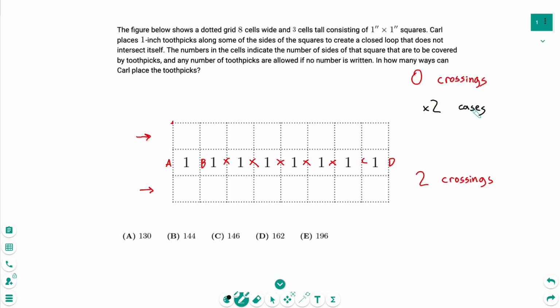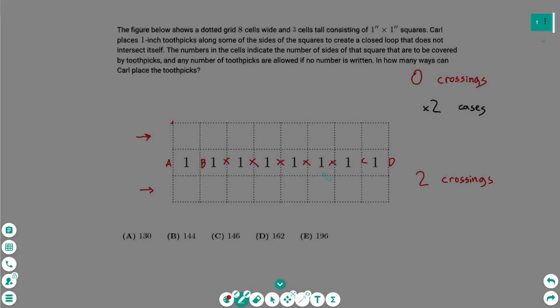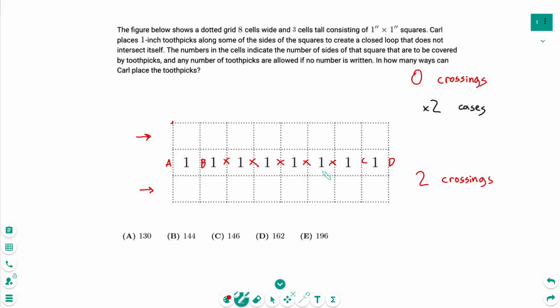Okay, two crossings. Let's see. As we said before, you can't cross both A and B. You can't cross both C or D. So you have to pick either one of A and B and one of C and D.